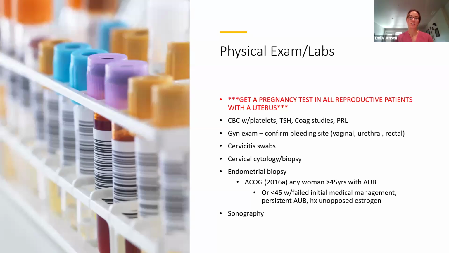And then endometrial biopsy is a question. So according to ACOG, in their clinical guidelines from 2016, they recommend any woman greater than 45 years old with abnormal bleeding should get one, or if they're younger than 45 with a failed initial medical management, persistent bleeding, and they have a history of some source of unopposed estrogen. So that's ACOG's recommendations. And then obviously sonogram, sending them for a vaginal ultrasound is a good idea as well to rule out those structural causes.